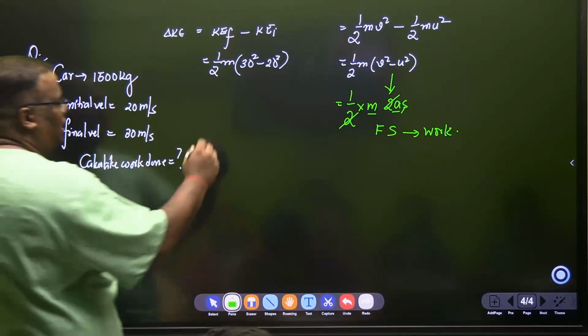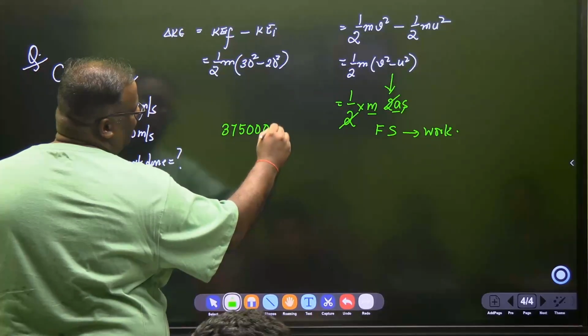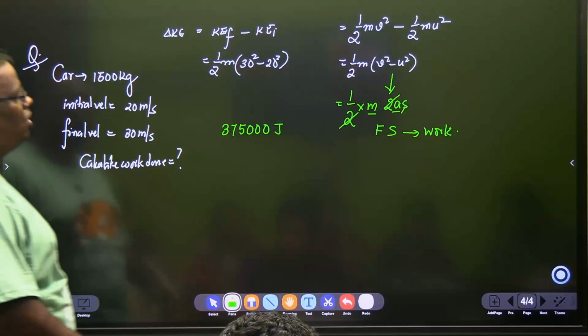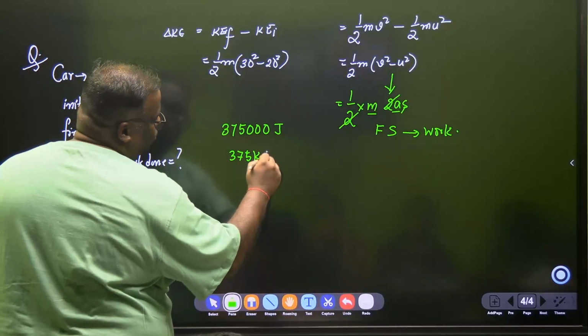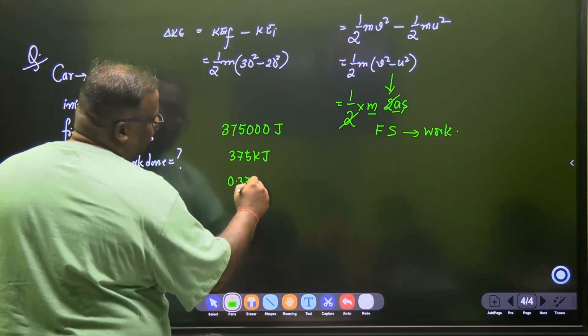3,75,000. Is that the calculation that you found out? 3,75,000 joules. There is not just one right way to represent it. So how can we write it? We can write it as 375 kilojoules, or we can write it as 0.375 megajoules.